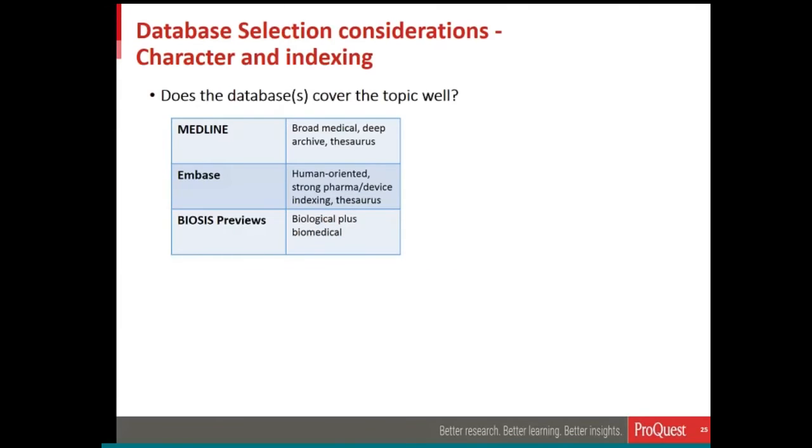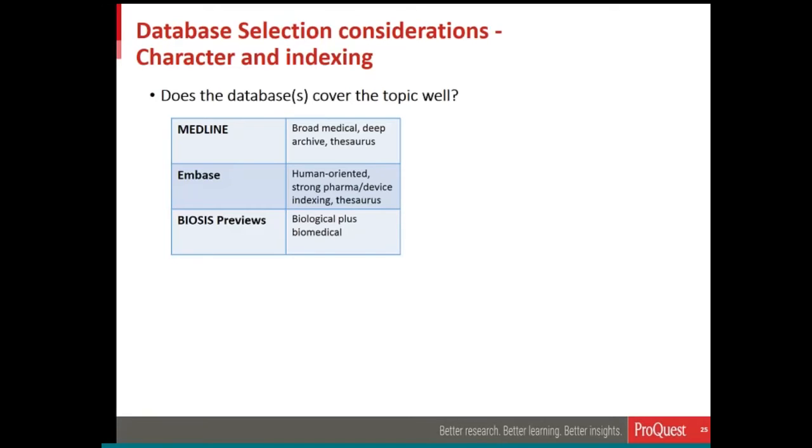So there are some search considerations. Things may change every time you do a search. So there are different things you might want to think about with every search that you conduct. One of the things I like to talk about is, what about the character and the indexing of any of the databases that you have access to? Is there one or more databases that cover my topic very well?